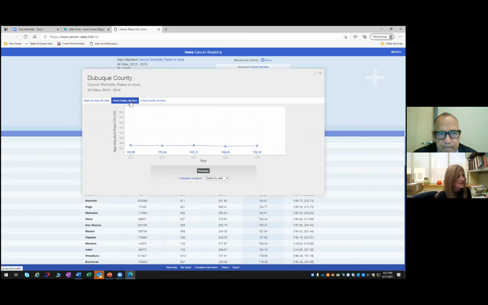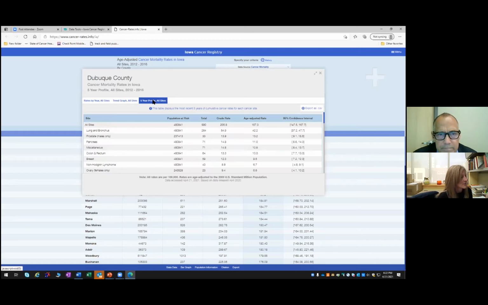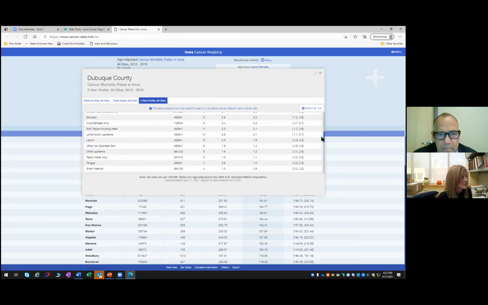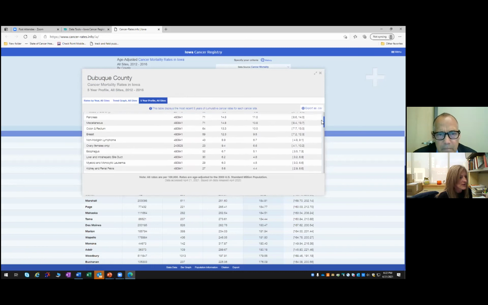If you wanted a graphic, you can click on the trend graph. And again, they're really handy to just click on that 5-year profile and get all sites. And that would give you all of the information that you need.